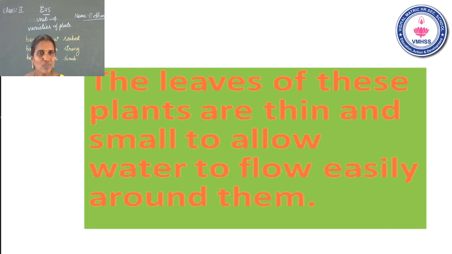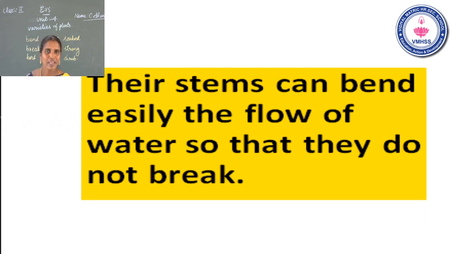Repeat again. The leaves of these plants are thin and small to allow water to flow easily around them. Okay? Their stems can bend easily in the flow of water so that they do not break. Their stems, how are they? Their stems can bend easily in the flow of water.